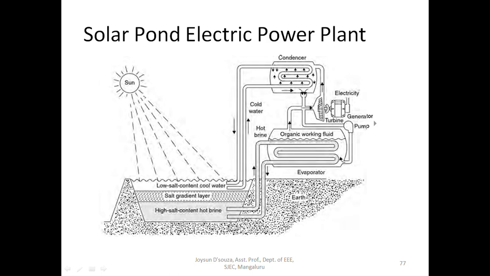On the right hand side, as you can see, at the top there is a condenser, then you have a turbine, generator, and an evaporator.